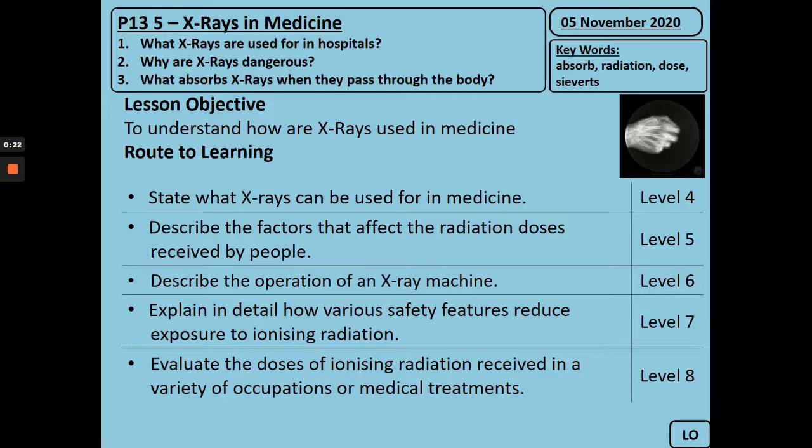Explain in detail how various safety features reduce exposure to ionising radiation, and then evaluate the doses of ionising radiation received in a variety of occupations or medical treatments.